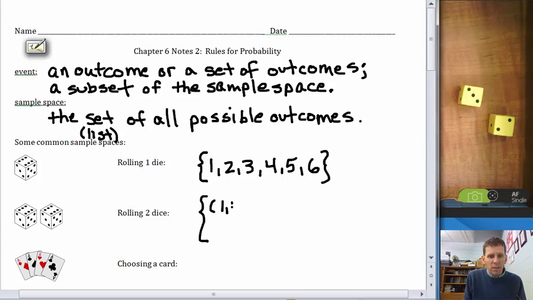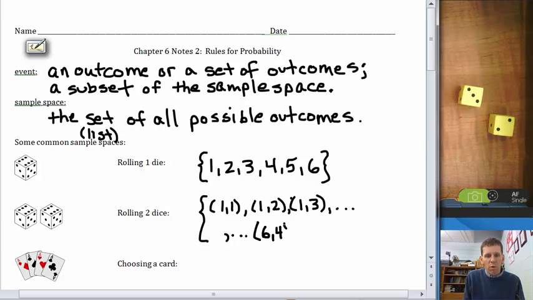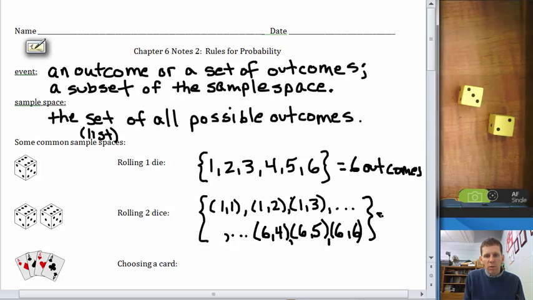Well, if you have a whole lot of different outcomes, I don't know if it's entirely necessary to list them all. So what I might do is something like (1,1), (1,2), (1,3), and so on, and then later on, (6,4), (6,5), (6,6). We'll use set brackets here. For rolling one die, we knew that there were 6 outcomes altogether. For rolling 2 dice, there was a total of 36 outcomes.